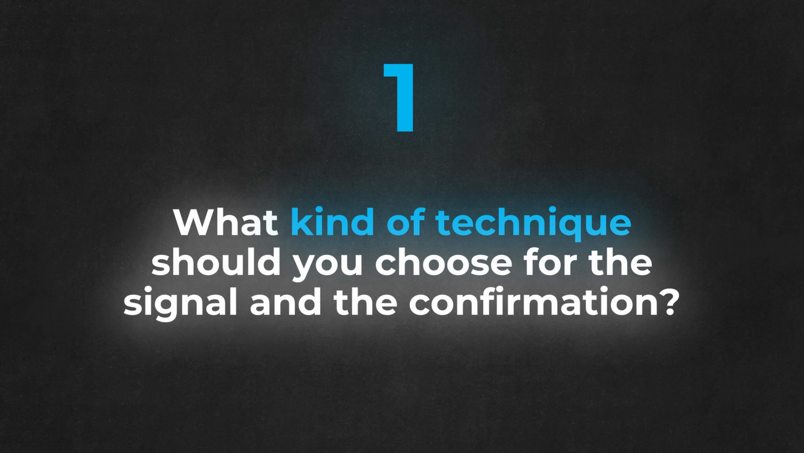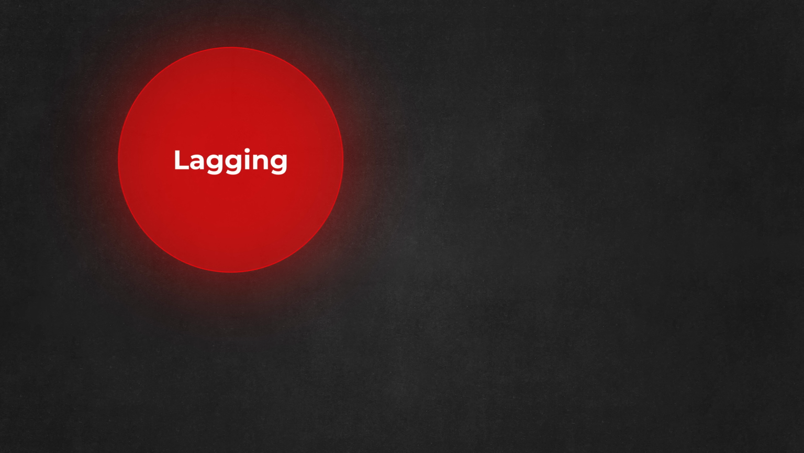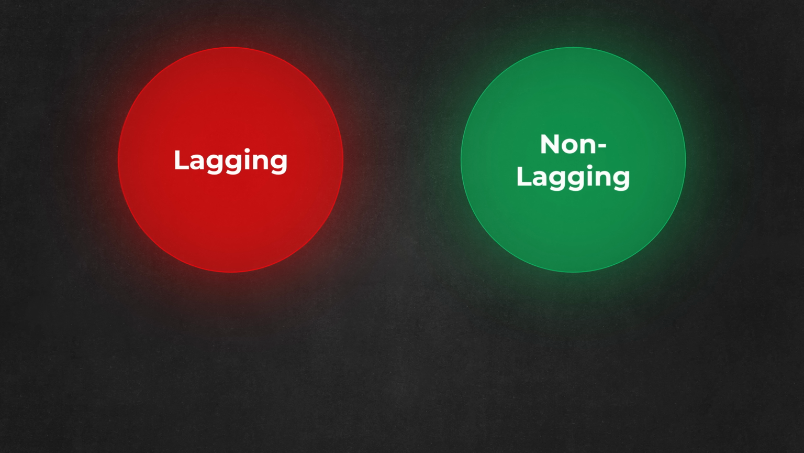What kind of technique should you choose for the signal and confirmation? Broadly speaking, there are two types of trading techniques, the ones that have lag and the ones that are devoid of lag. Lagging techniques are things like moving average crossovers, following the direction of a moving average, oscillator crossovers, etc. Techniques that are devoid of lag are things like multiple types of support and resistance, lines, channels, pitchforks, candlesticks, volume, momentum, and pure price action reading.